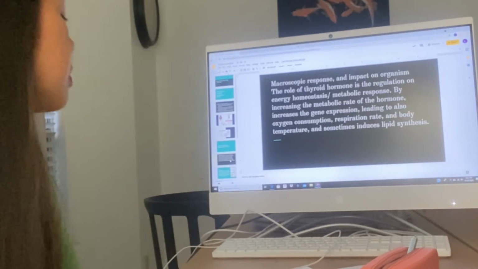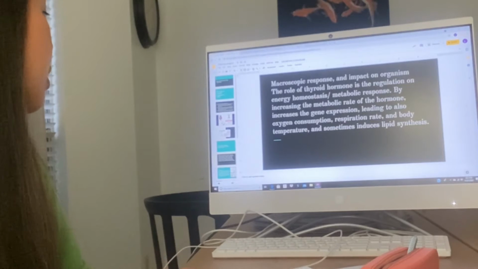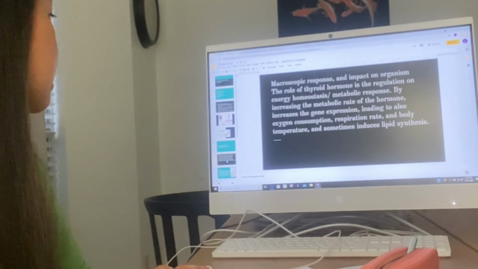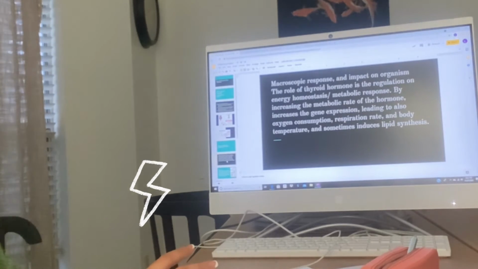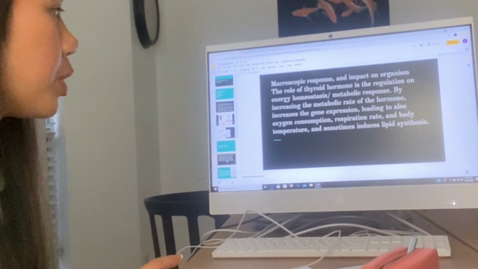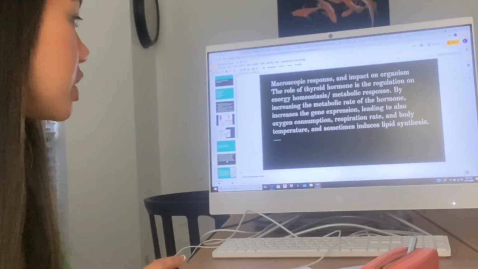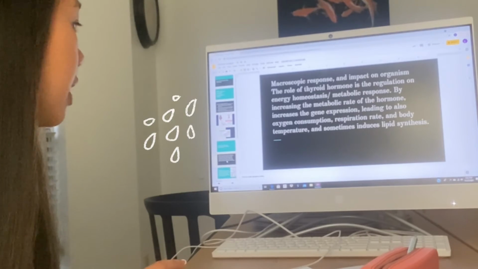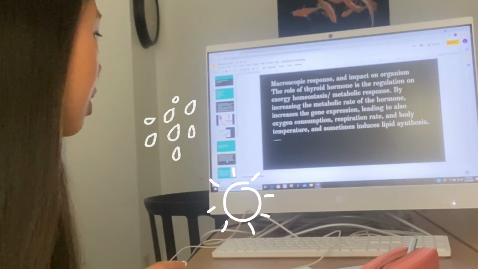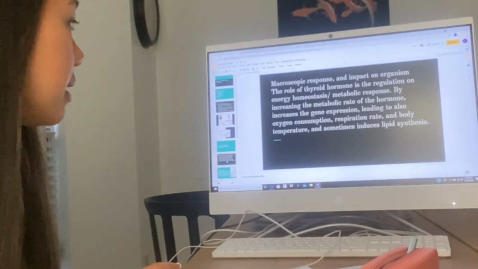Okay, so the response of thyroid hormones is the regulation of energy homeostasis and metabolic response. By increasing the metabolic rate, the hormone increases gene expression, leading to an increase in oxygen, respiration rate, and body temperature, also sometimes inducing lipid synthesis.